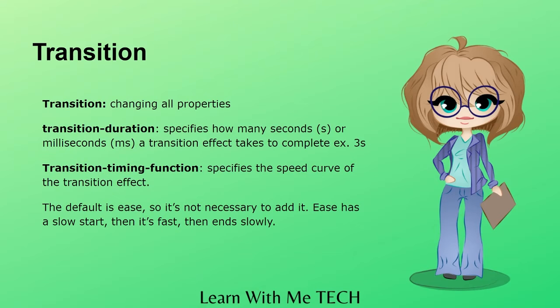I'm also going to change some of the properties. So we use transition that changes the properties. The transition duration specifies how many seconds or milliseconds a transition effect takes to complete. So for example, you would use 3s for 3 seconds. Transition timing function specifies the speed curve of the transition effect. The default of that is ease, so you don't have to code that. And an ease will do a slow start, then it will speed up, and then it will end slowly.